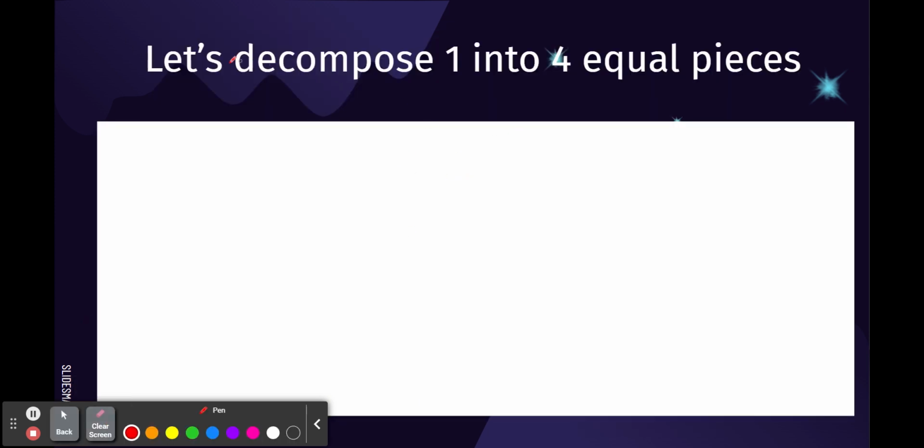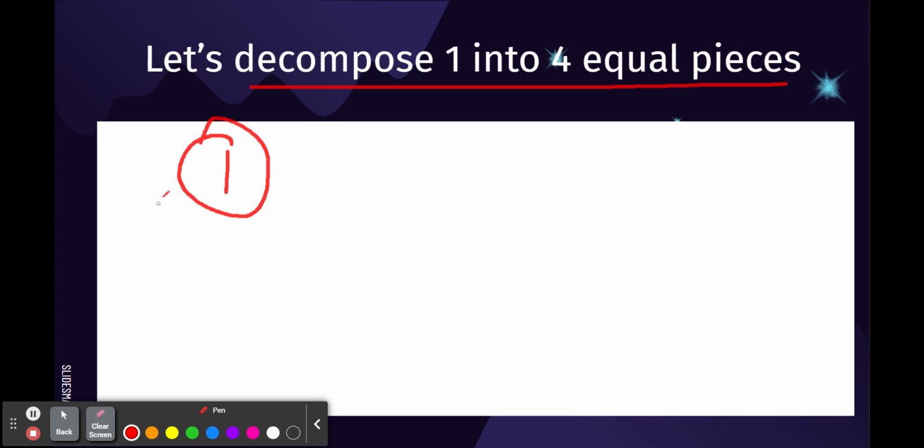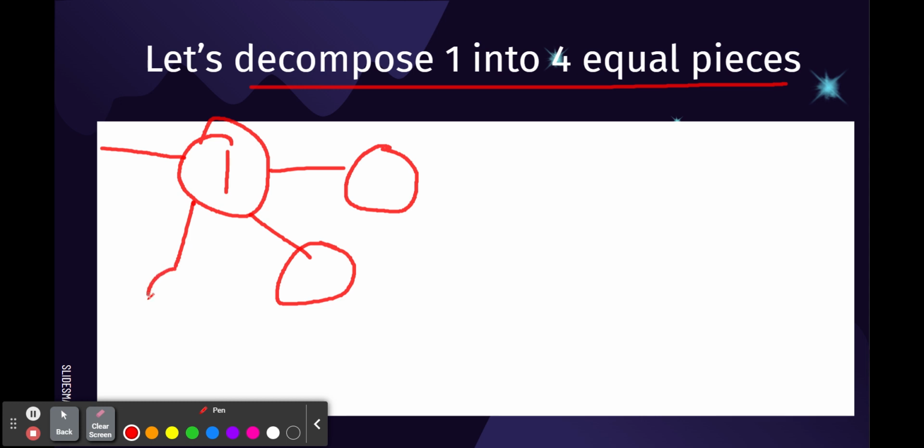So the first thing we're going to do is decompose 1 into 4 equal parts. I'm going to represent this two ways, one with a strip diagram and one with a number bond. First, let's start with our number bond. I'm going to draw 1 in the middle, and I want to decompose it into 4 equal parts. 1, 2, 3, 4. So if I'm going to have 4 equal pieces, each of my equal parts is going to be 1/4.